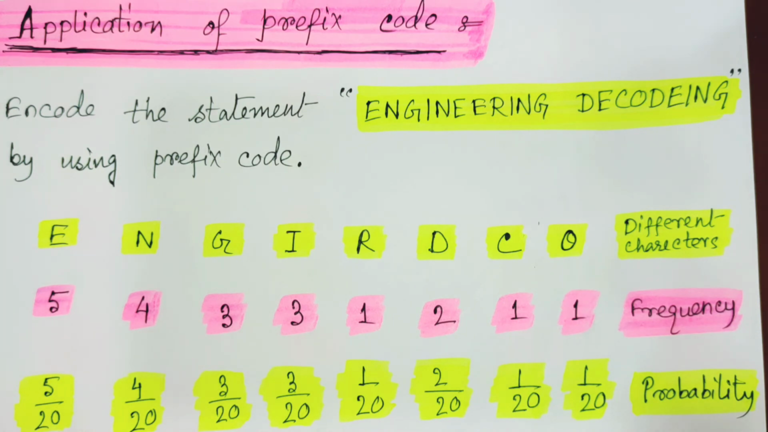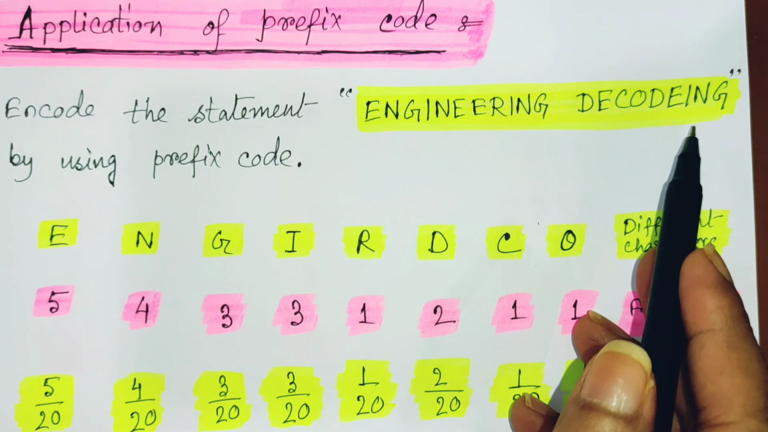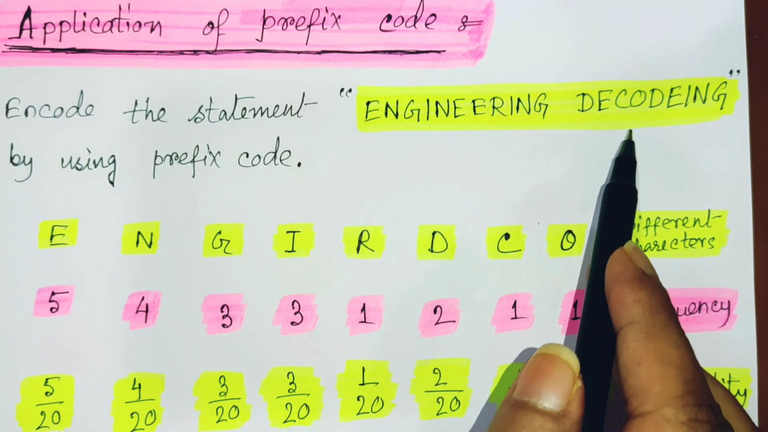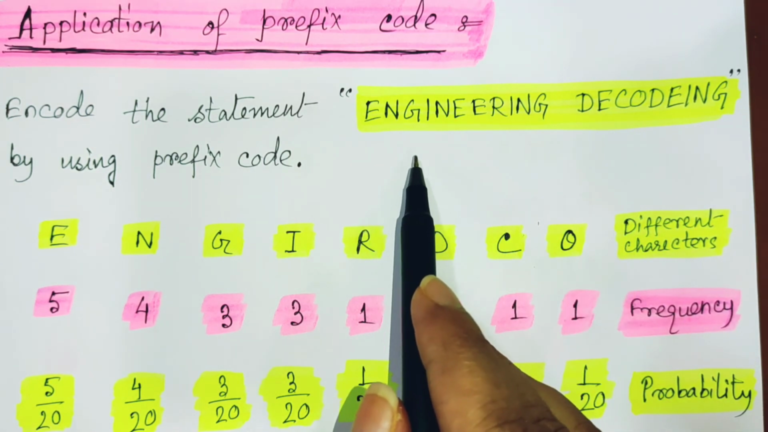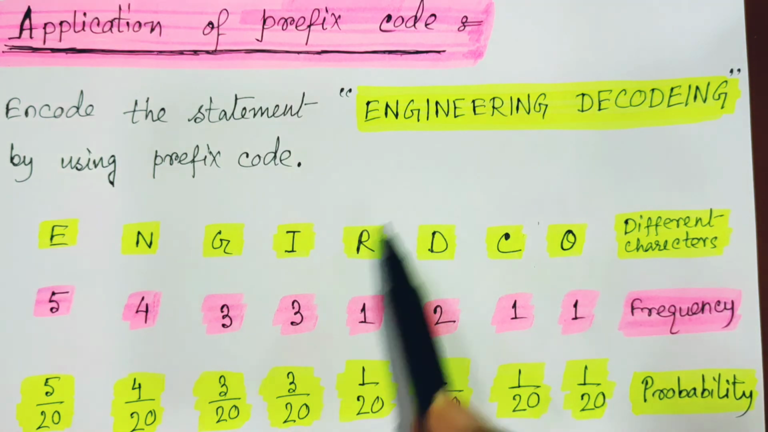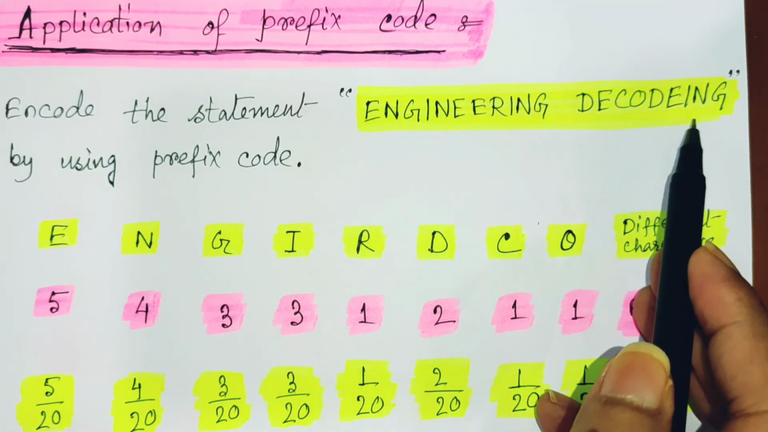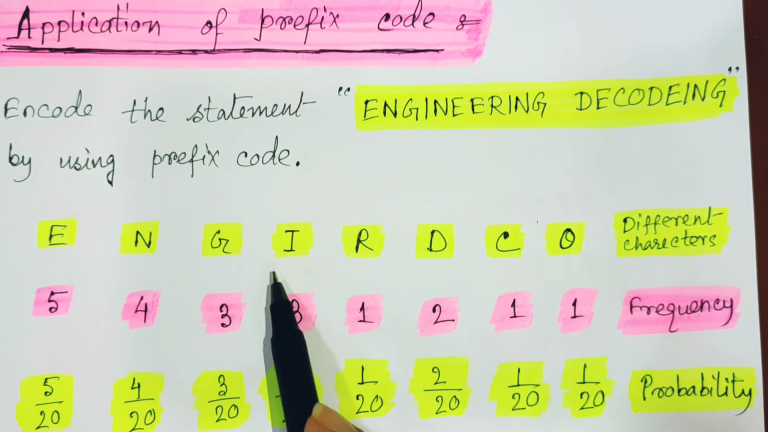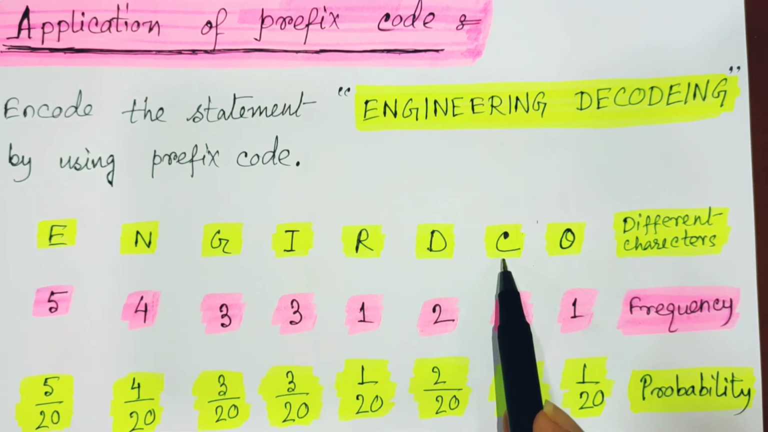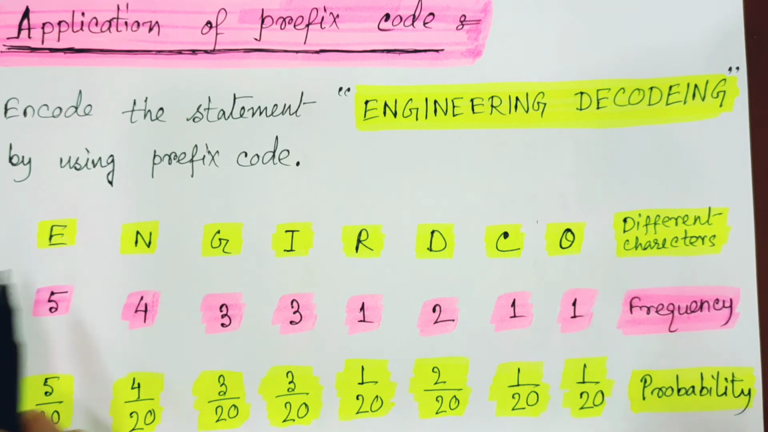One statement is given, "engineering decoding", and we want to encode this one using the prefix code. So what we will do first, whatever the data given, we should find out which characters are used. So each character we should find out, which are the different characters. In "engineering decoding", here E, N, G, I, R, D, C, then O, these are the different characters which are used.